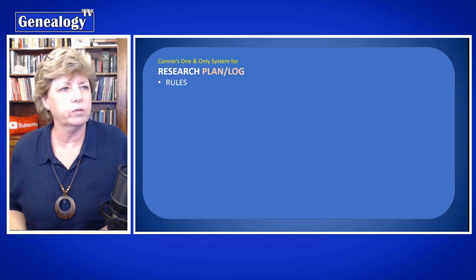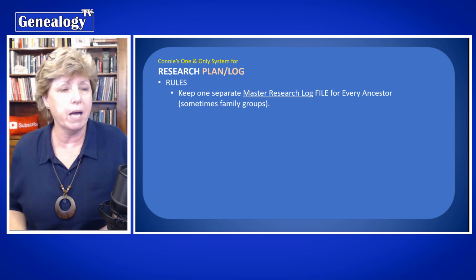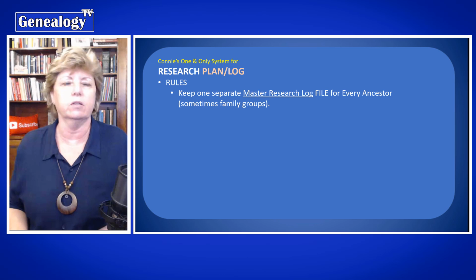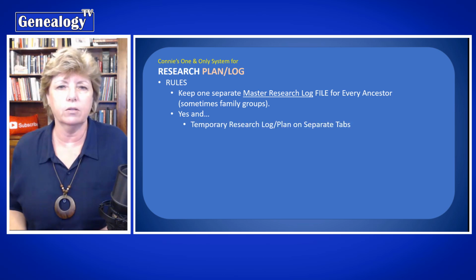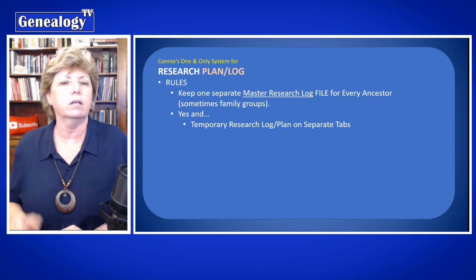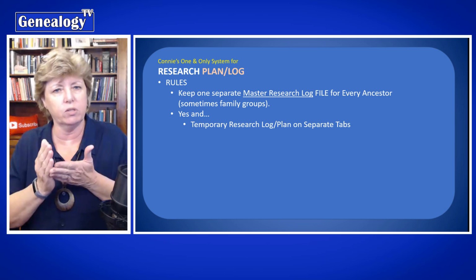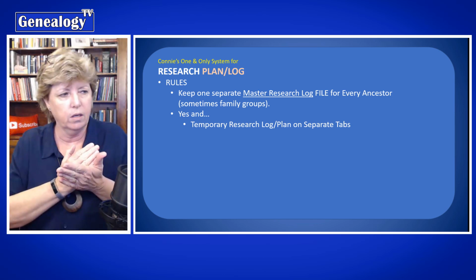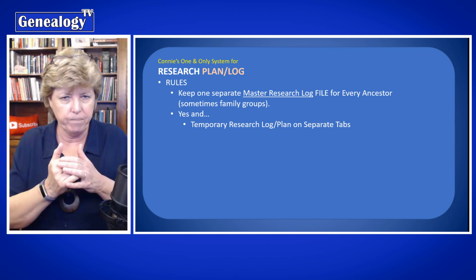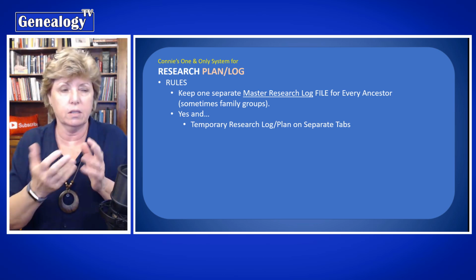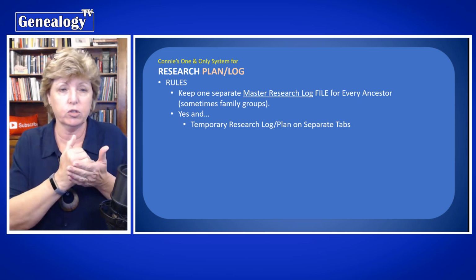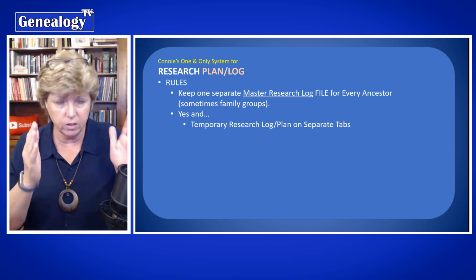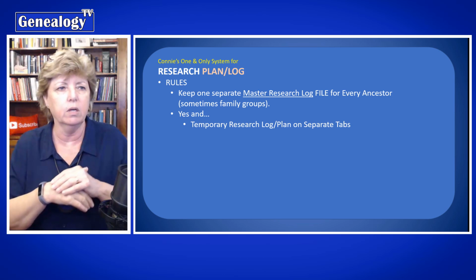So here are my rules for the research plan and log. Keep one separate master research log file for every ancestor and sometimes family groups. And these are temporary research logs based on your plan, and you can actually create one document with separate tabs. So if you have a research question one day and you create a research log for that, and I do these in Excel, so this may be confusing, but you create your research question, you create your research log/plan. It's one sheet, and I've got a template I can share with you.